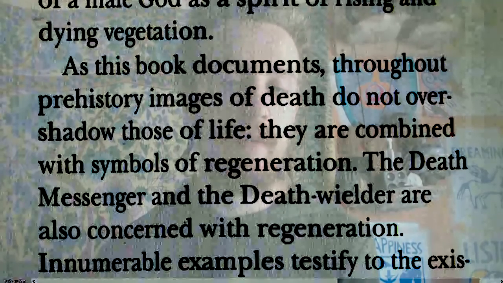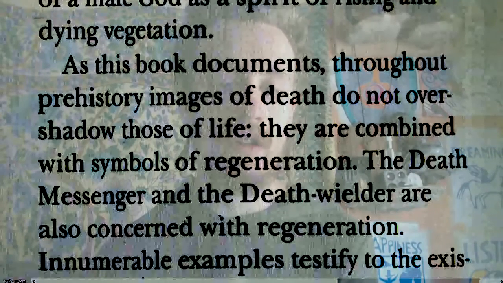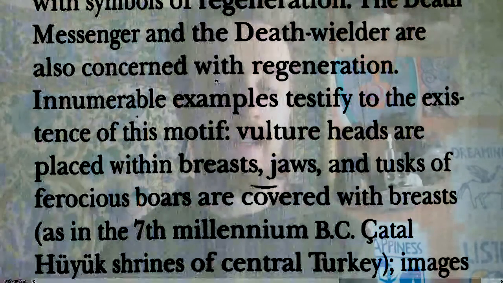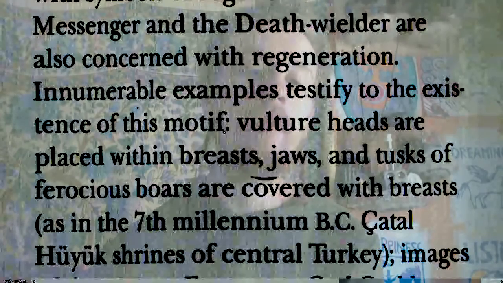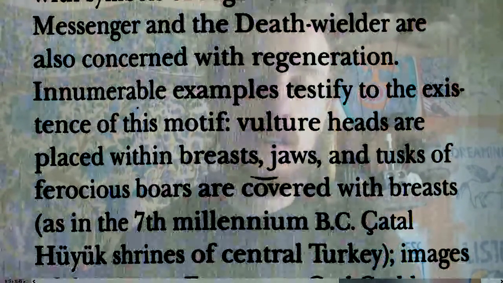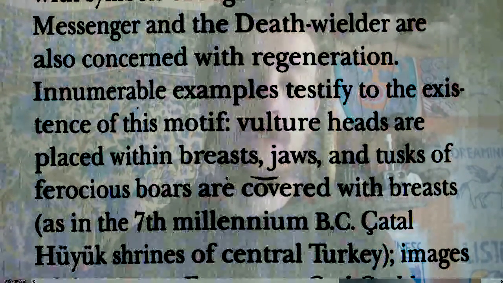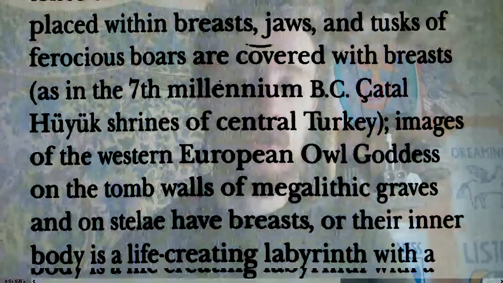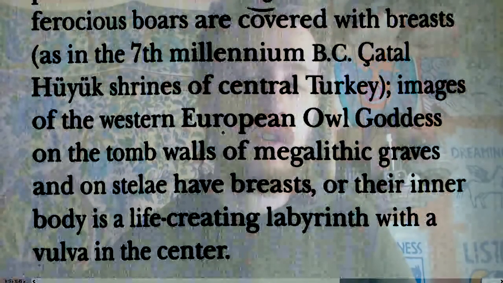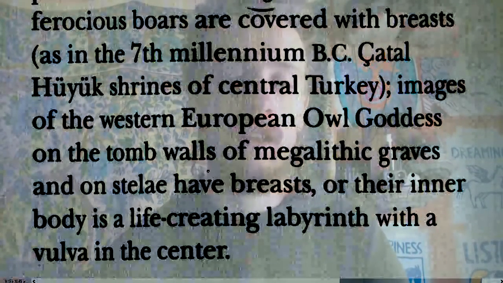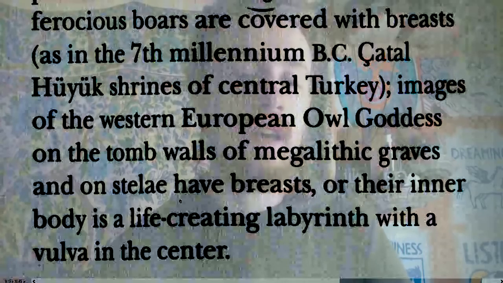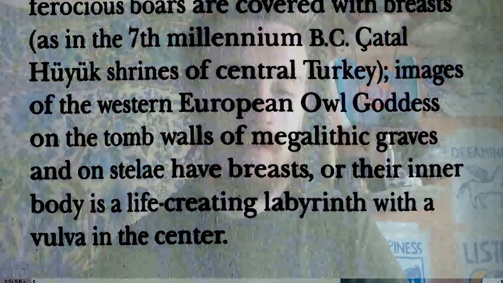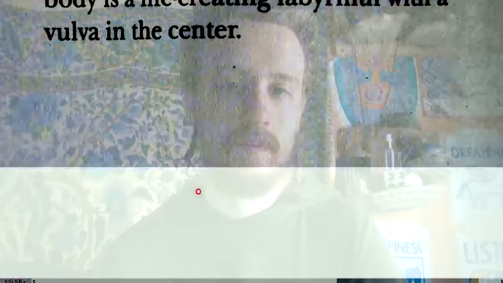The death manager, messenger, and death wielder are also concerned with regeneration. Innumerable examples testify to the existence of this motif. Vulture heads are placed within breasts. Jaws and tusks of ferocious boars are covered with breasts, as in the 7th millennium BC Catalhoyuk shrines of central Turkey. Images of Western European owl goddesses on the tomb walls of megalithic graves and on stelae have breasts, or their inner body is a life-creating labyrinth with a vulva in the center.